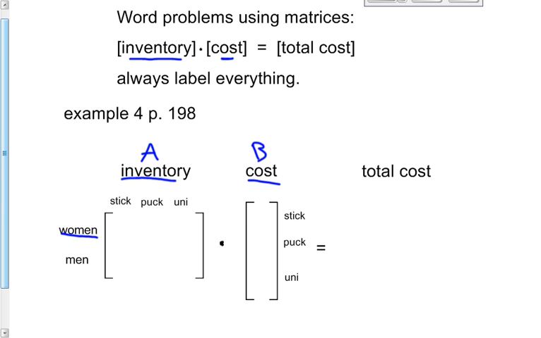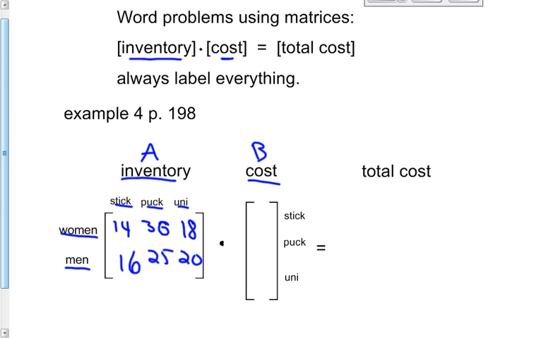Women will take row A, men will take row B, or the first row, second row, and your columns will be labeled stick, puck, uniform. Everything that they talk about in the particular question, do it in the order that they give them to you. Women's team is going to need 14 sticks, so I'm going to go to the row for women. 14 sticks, 30 pucks, and 18 uniforms. The men's team is going to use 16 sticks, 25 pucks, and 20 uniforms.